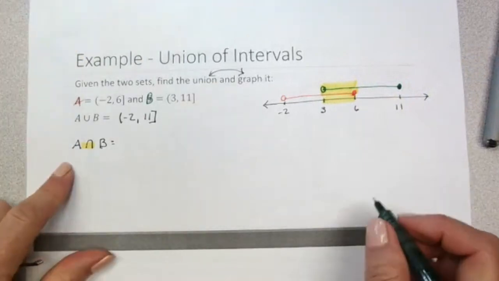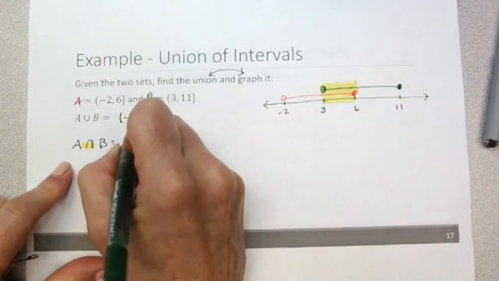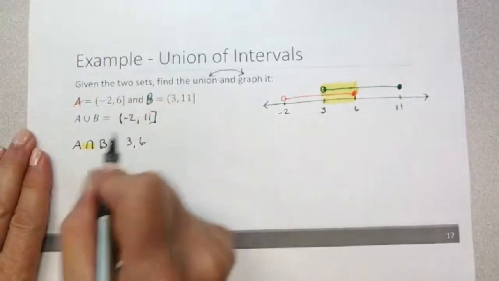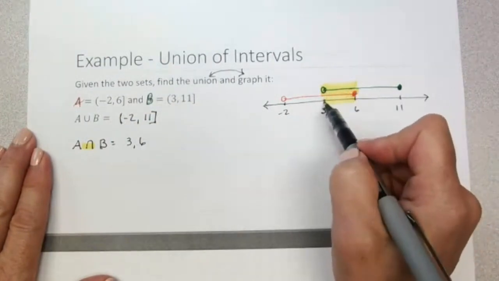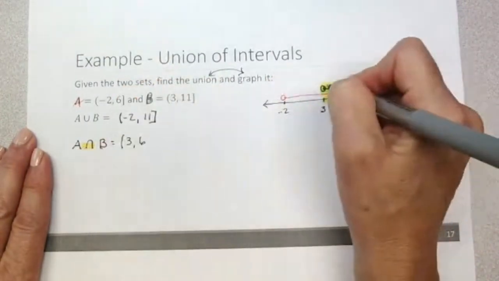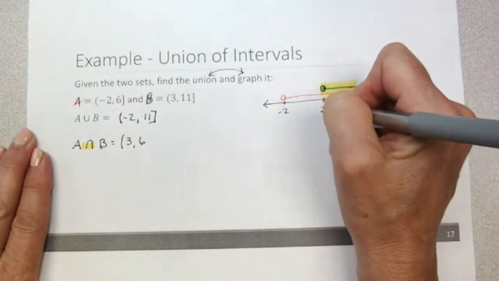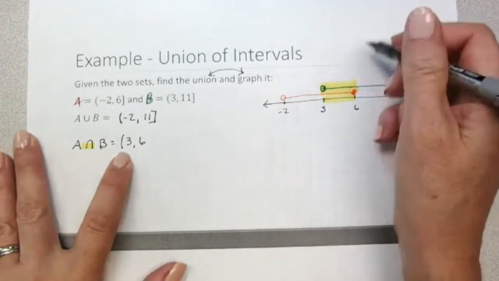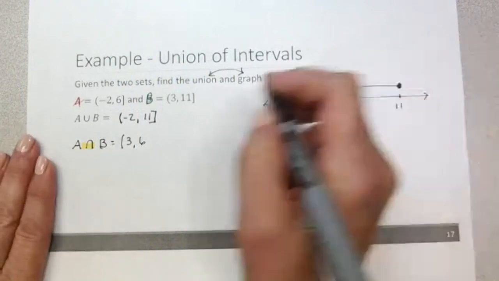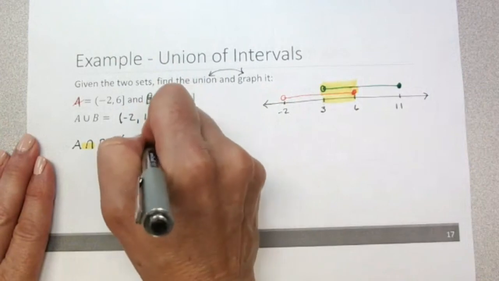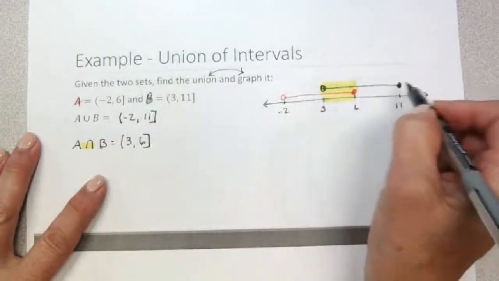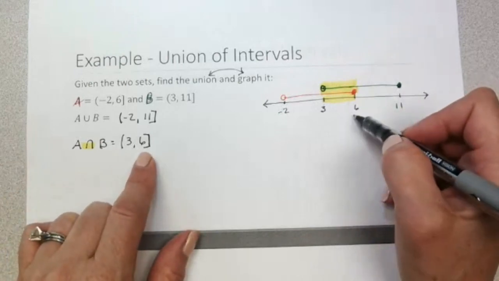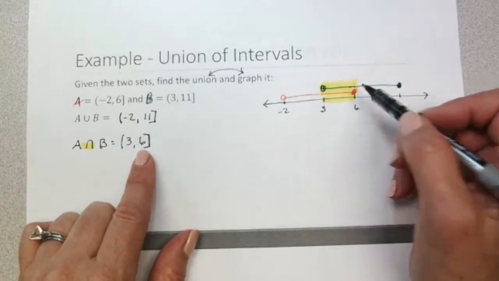So the intersection of A and B is going to be everything between 3 and 6. Oops, wrong color. I'm getting too many colors involved here. Okay, 3 and 6, everything between 3 and 6. At the 3, of course, it's open because there's an open circle there. But wait a minute. Yeah, it's got to be in both. Yep, so we want to open next to the 3. At the 6, it's closed, so we can put a bracket by the 6. Parenthesis by the 3 because it's open. The 3 is not included in set B. Bracket by the 6 because it's closed, because 6 is included in set A and in set B.